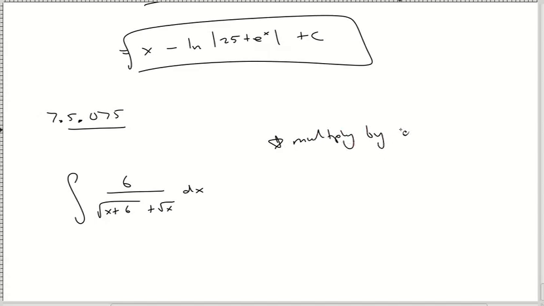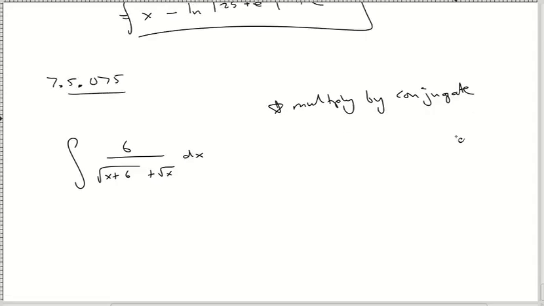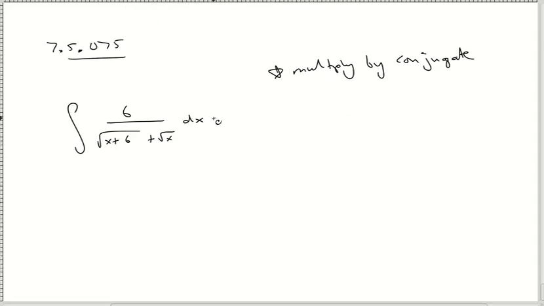Multiply by the conjugate. This is a step that is fairly rare. I would say it's rare enough that I don't think about it as a possibility until I get it wrong 50 times and think, what do I do now? So multiply by the conjugate. What you're going to do is multiply both the top and bottom by the square root of x plus 6 minus the square root of x.